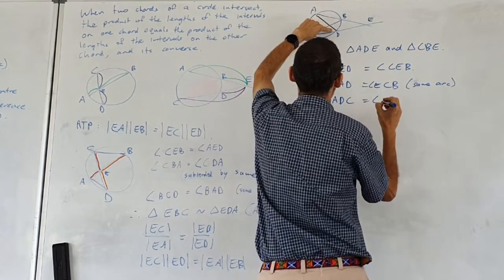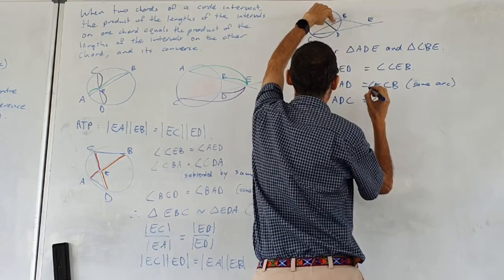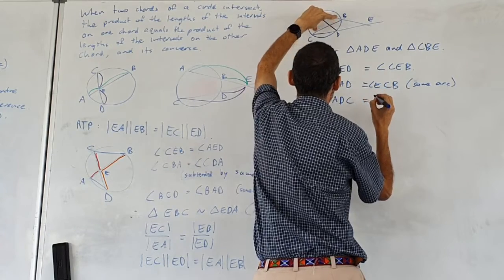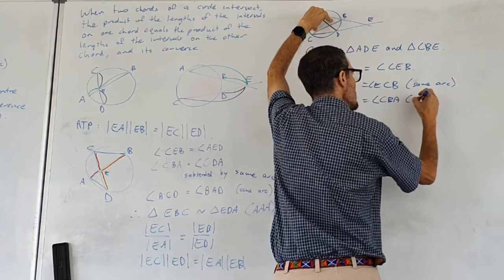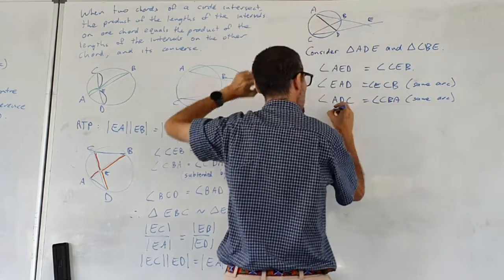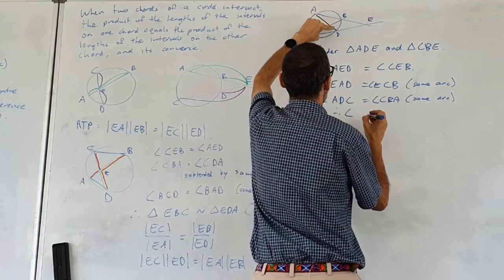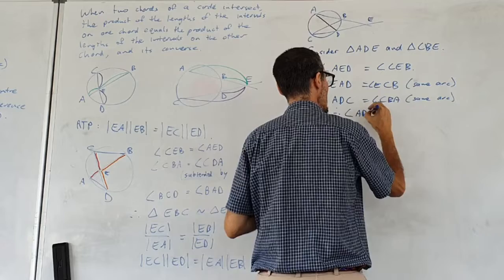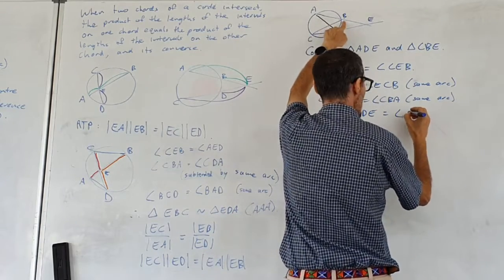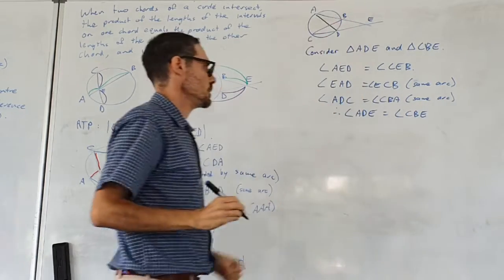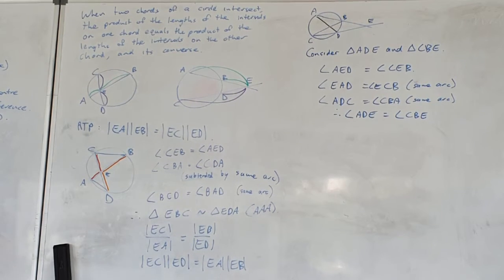ADC has to equal CBA, same arc, and therefore the ones I actually want, ADE must equal angle CBE. Hardest bit here is getting the right letters in the right places.